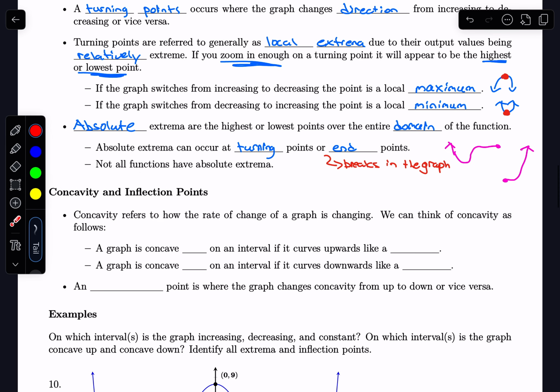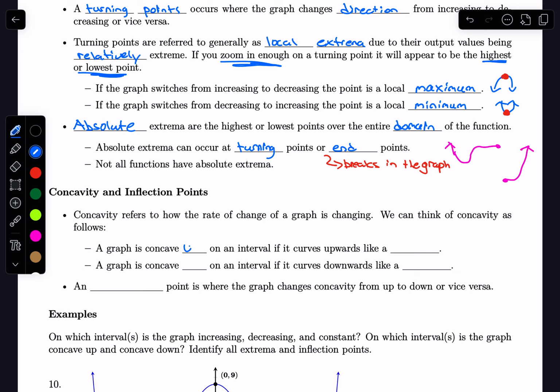All right, next thing is concavity. Concavity refers to how the rate of change of a graph is changing, so how the slope is changing. And we can talk more about that in a rate of change lesson. But for now, we're just going to think of concavity as either being a smile or a frown.